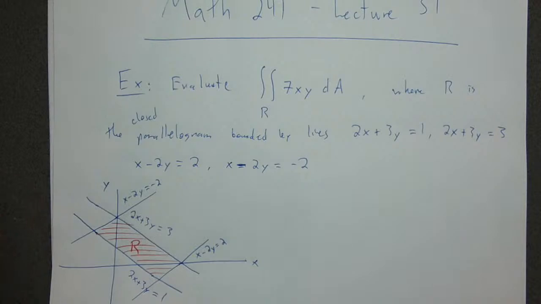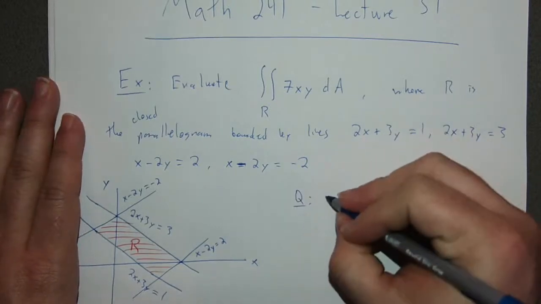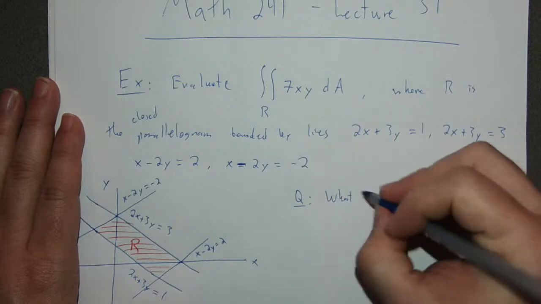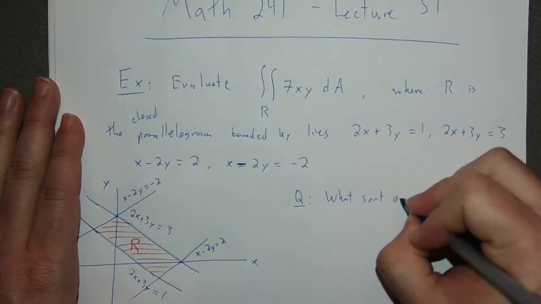So I want to use change of variables here. But how do I do that when this is the entire problem and I'm not given anything else, so no transformation to a nice region? What is your hint? What sort of intuition should you have?